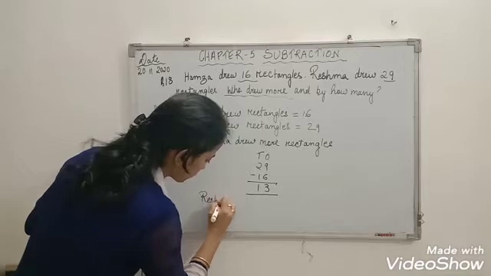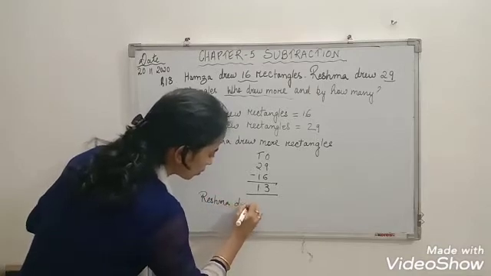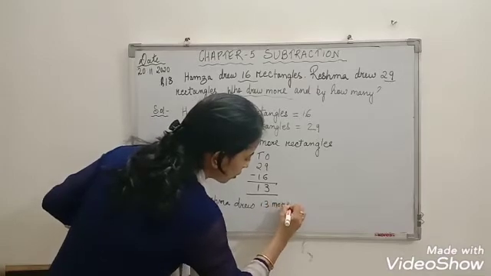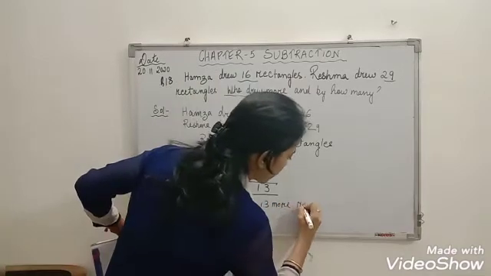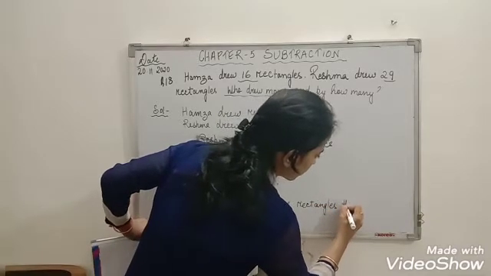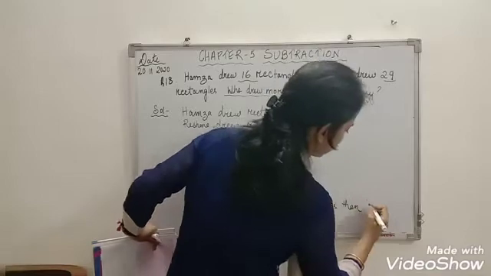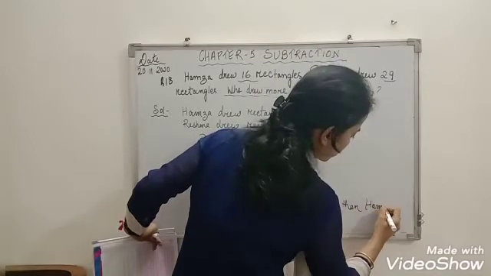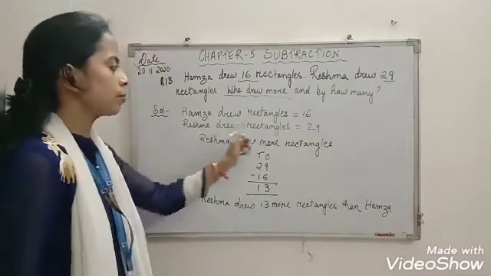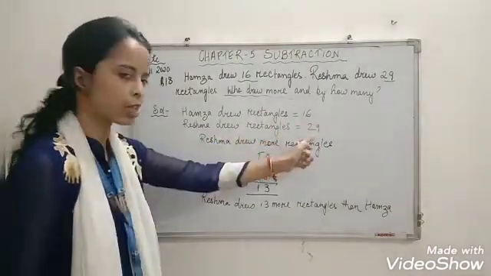Reshma drew 13 more rectangles than Hamza. Okay children, got it? So Hamza drew 16, Reshma drew 29.